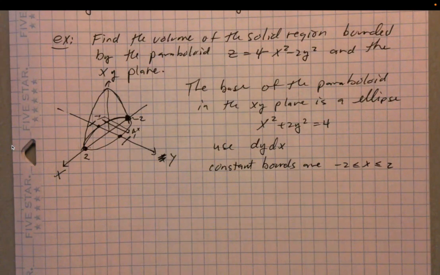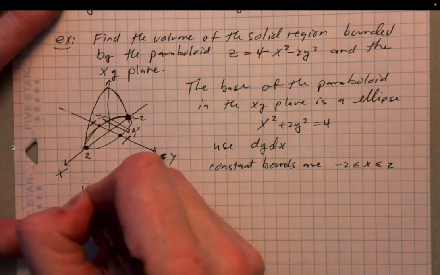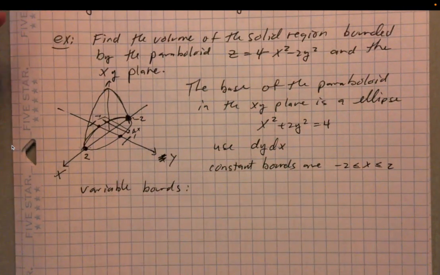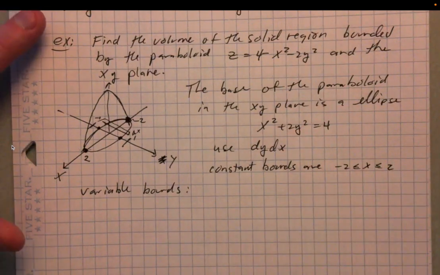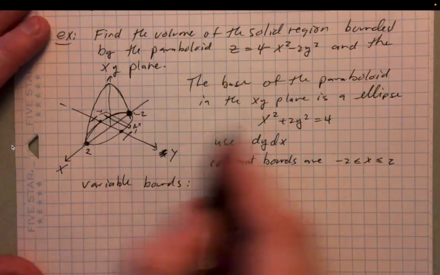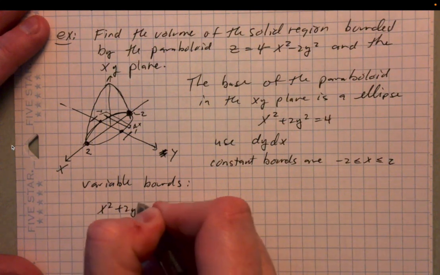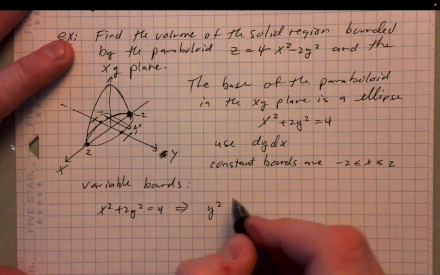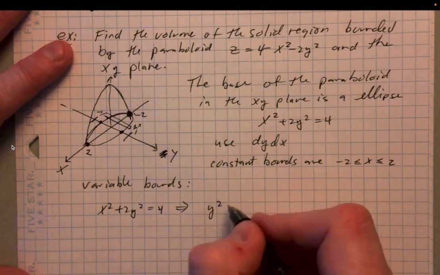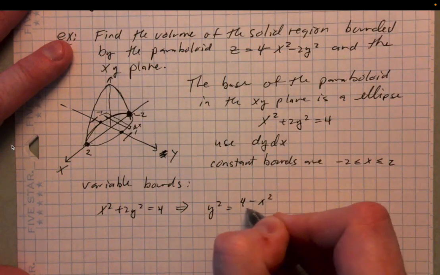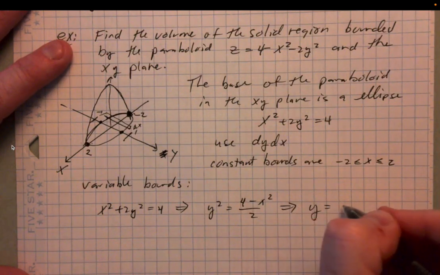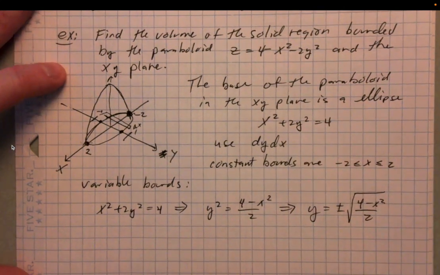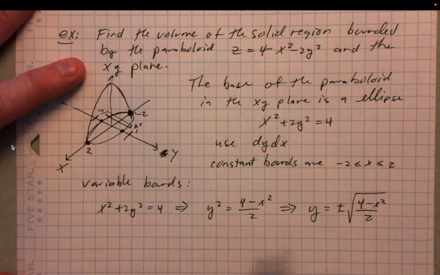And what about the variable bounds? Well, the variable bounds are what make this problem so tricky. If you start with your ellipse equation, x squared plus 2y squared equals 4, then you can quickly figure out that y squared is equal to (4 minus x squared) over 2, and so y is equal to plus or minus the square root of (4 minus x squared) over 2. And so what that means is that your y is going to vary between these two endpoints.